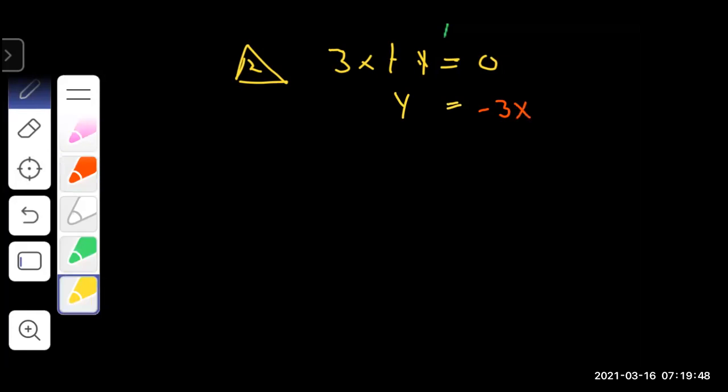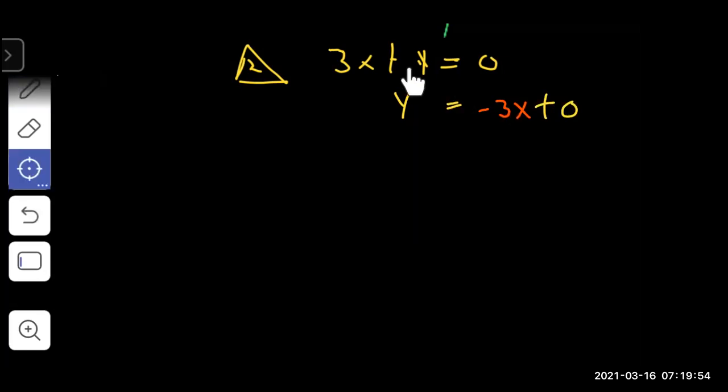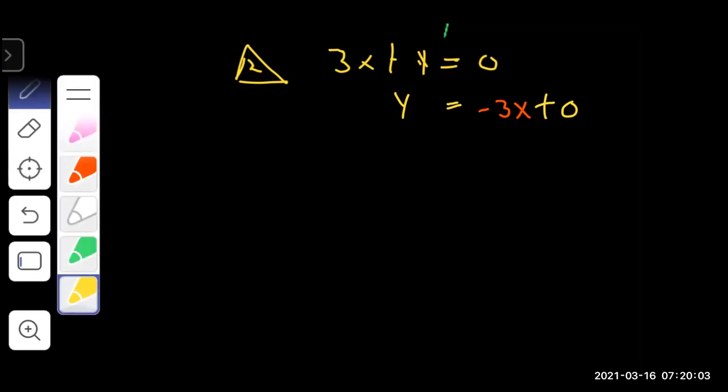Negative 3x. And if you want to call that 0, guys, copy it. If you don't want to copy it, do not copy it. And that's what you got. You just move the 3x to the other side, negative 3x plus 0, and you write it down. Okay, and that's your equation. Now y is completely alone. Okay, let's leave it at that.